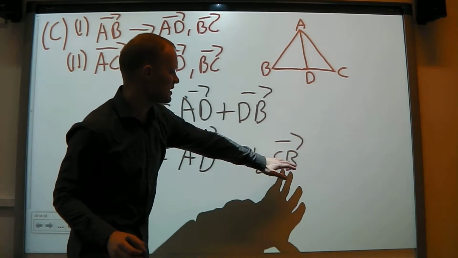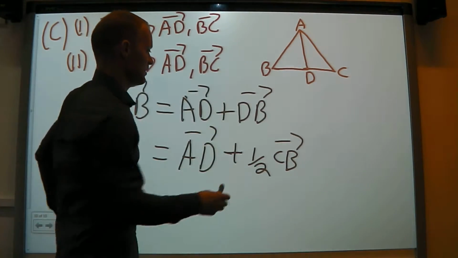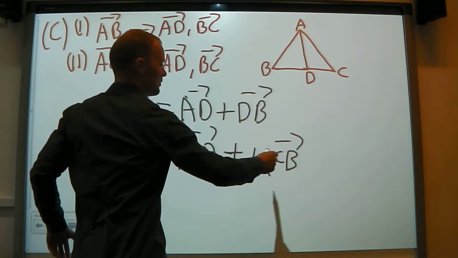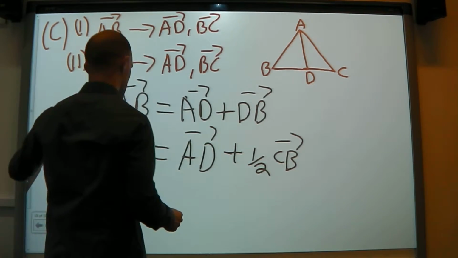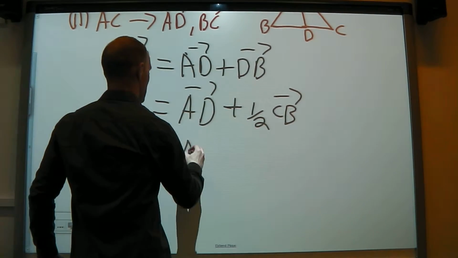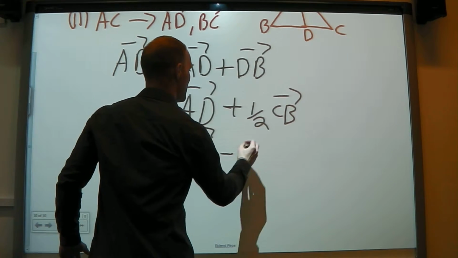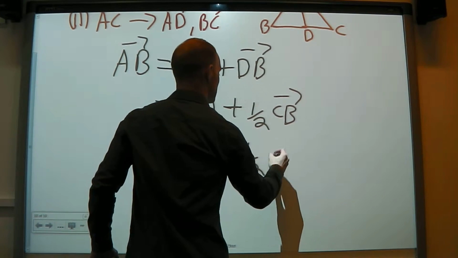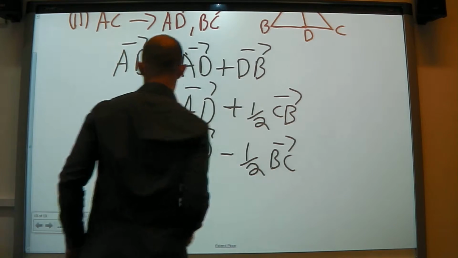So basically this is in CB here, and we want it in BC. So what we do is we just turn this vector around and then multiply by the minus, which is the same thing. So that's equal to the AG vector minus a half times the BC vector. And that's part 1 done.